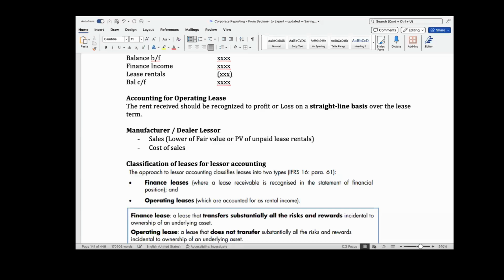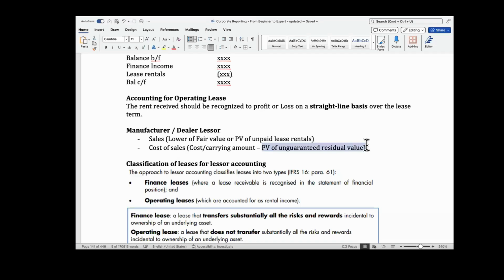While the cost of sales is going to be the cost or carrying amount of the assets minus PV of unguaranteed residual value. So by the time it does this, sales minus cost of sales, it gets a gross profit. But see, there's something around this cost of sales. Why are you deducting PV of unguaranteed residual value again? There's really no reason, really.